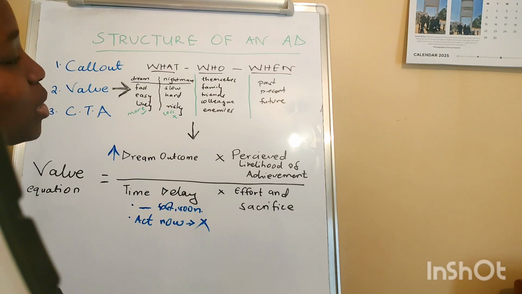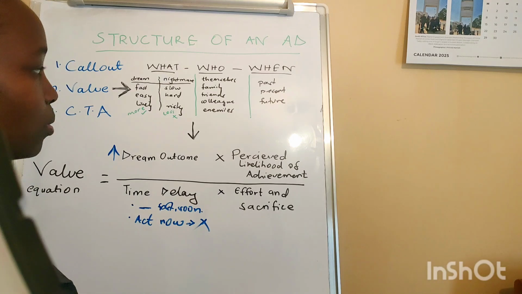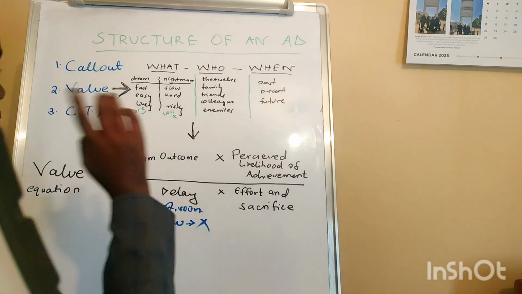These things include status, how other people are going to see them after they start getting results from working with you. This is also a motivator. When you look at the things that motivate people to buy stuff, okay, this is who.